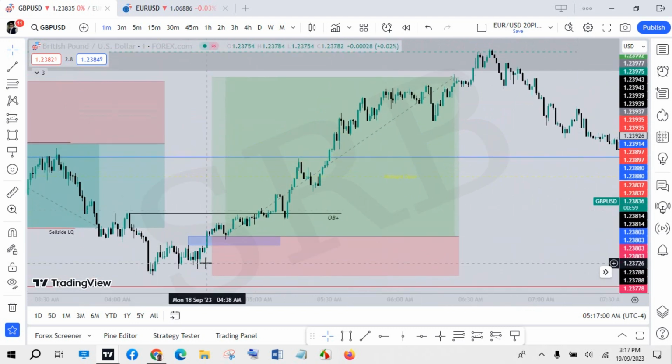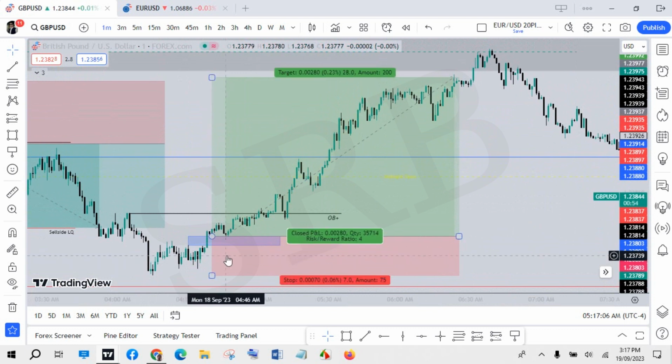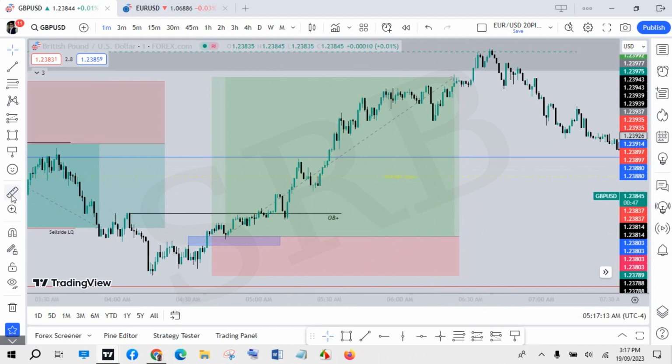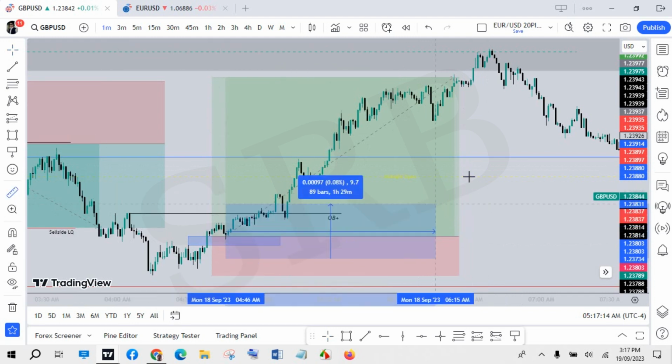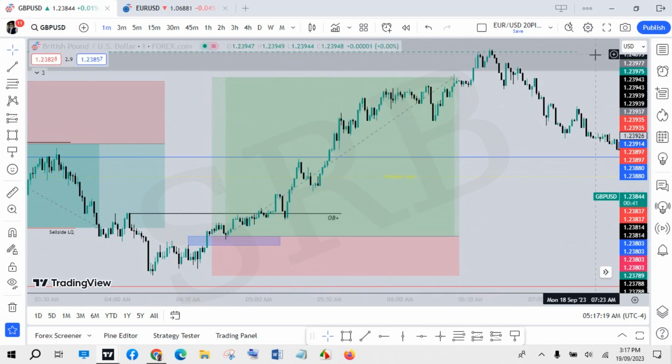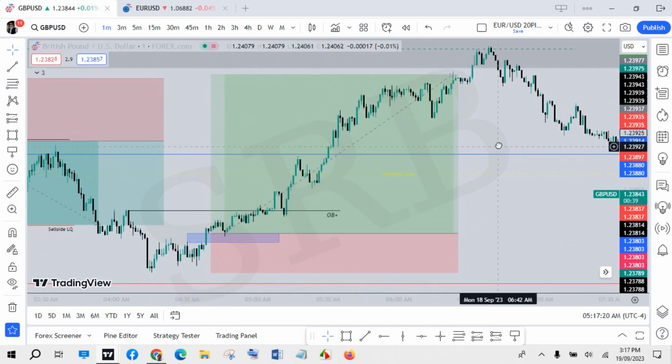So we had that market structure shift at 4:38 a.m. Trades into it at 4:46. So this trade only takes not even 2 hours, 139 minutes.